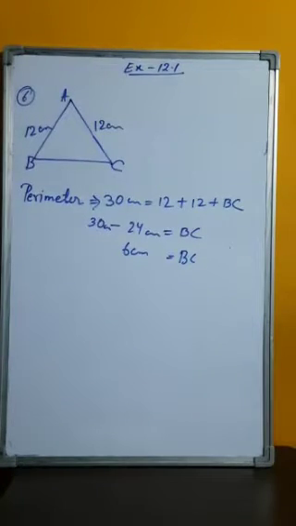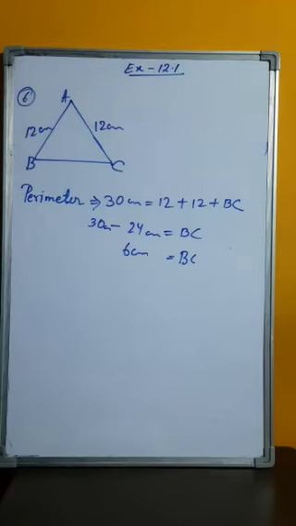Question number 5 is sides of the triangle are in the ratio 12:17:25 and its perimeter is 540 cm. Last day we have discussed this type of questions. So you will do this question number 5. I am discussing question number 6.